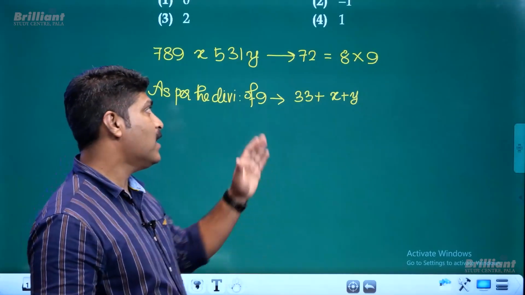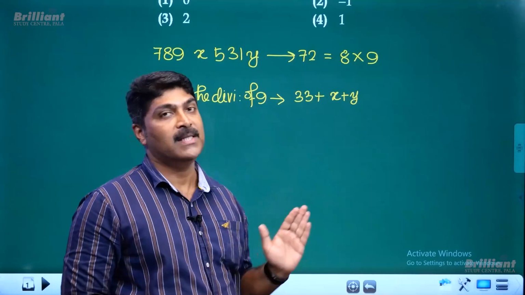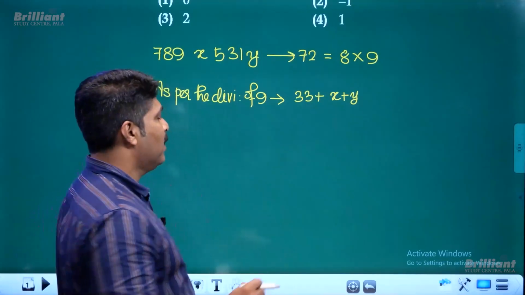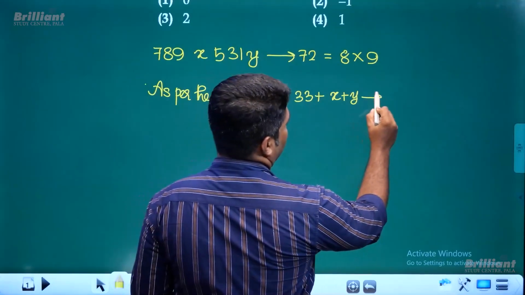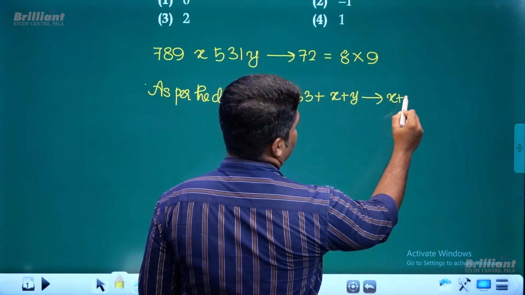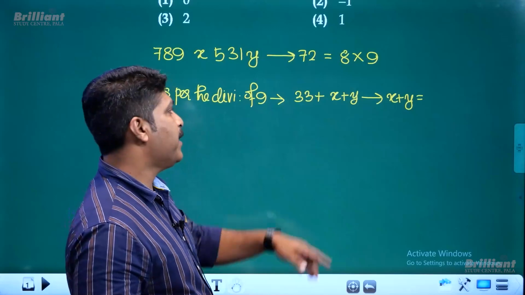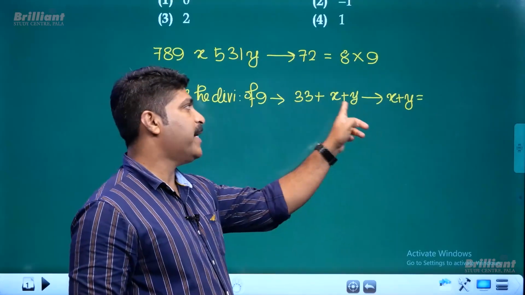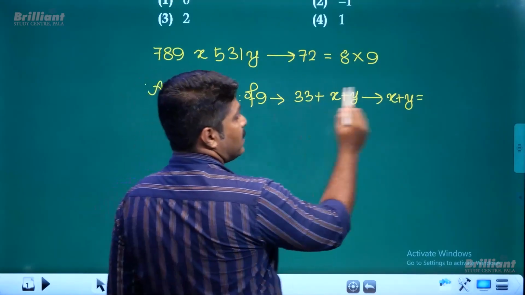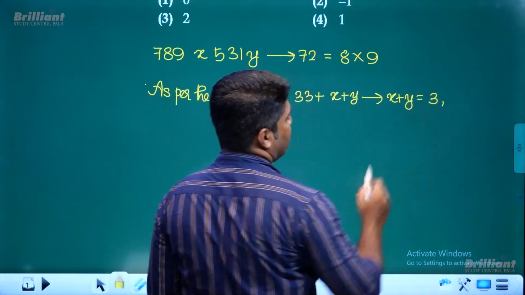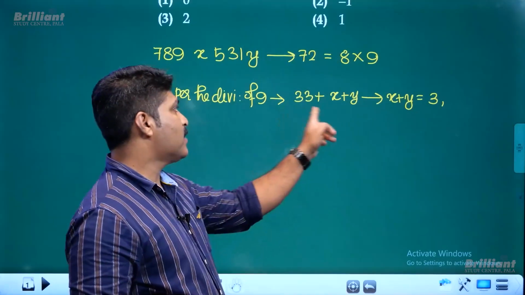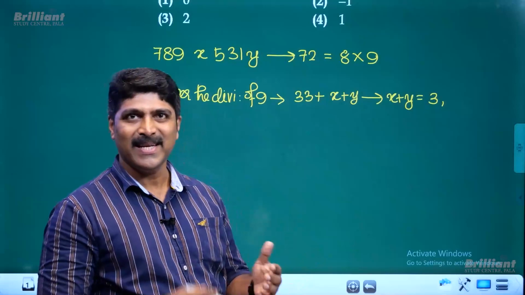Our requirement is to keep this sum a multiple of 9. So here we will get the value of x plus y. Which is the first such value? When we put x plus y equal to 3, that's one possibility. Therefore the sum will become 36, which is a multiple of 9.